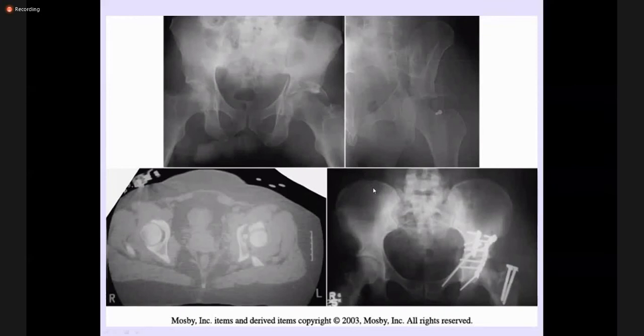These are the other patients having the acetabular fracture. See, this is the iliopectineal line, normal side iliopectineal line. This is the ilioischial line, iliopectineal line and ilioischial line. See here, there is a fracture of the iliopectineal line, it is disrupted at this point, and ilioischial line is normal on this AP view.